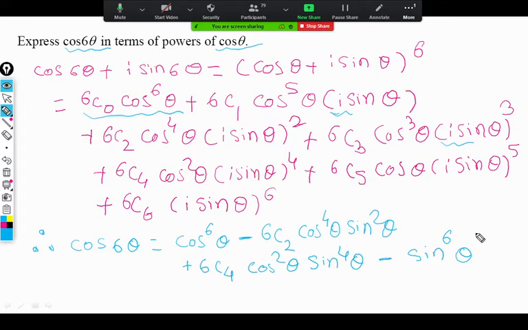But still the question is not finished. If the question is like this, express cos 6 theta in the powers of cos and sine theta, then this will be the answer. But here it is written only cos theta. So only cos theta. So what is the task we have to do here? We have to convert every sine term into cosine. What should be the replacement for this then?